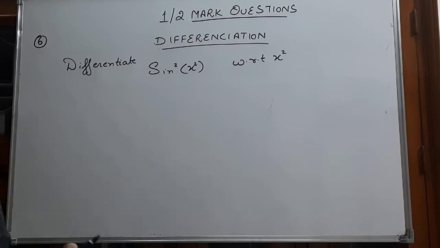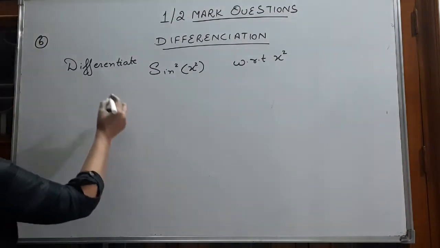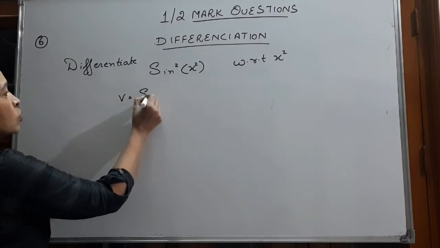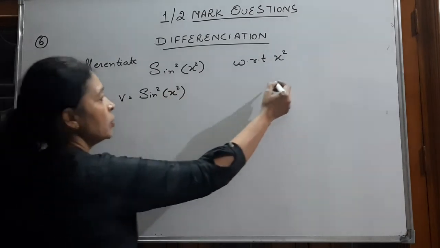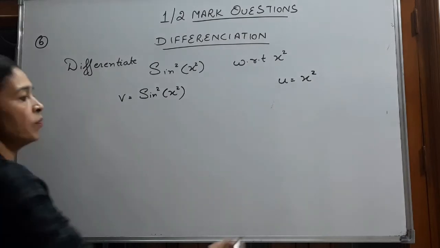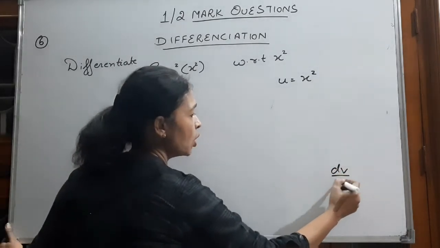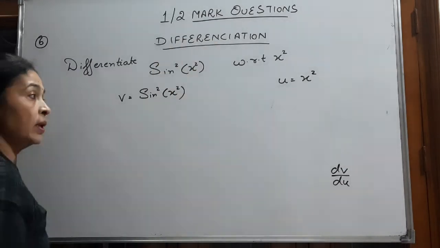Differentiate sin square x square with respect to x square. Now children, we will take v equals sin square x square and u equals x square. What we have to find? We have to find the value of dv upon du. We have to differentiate this with respect to x square.